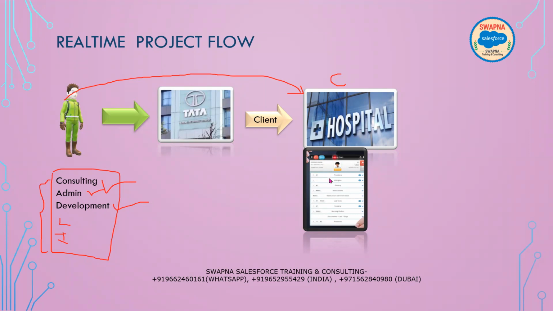Once the client is satisfied with the project, they will inform the company, saying that we are satisfied with the project that is implemented by your team. That means the one agreement is going to close. That is called the phase one agreement. Phase one is nothing but the first step of the implementation of the project.